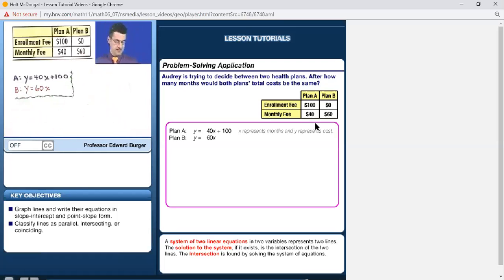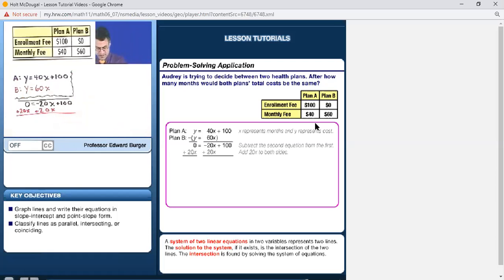Well, let's solve them. If we want to solve them algebraically, we can take these two equations and subtract them. So let's take the A and subtract the B and see what we get. When we subtract, y minus y is 0. 40x minus 60x is negative 20x. And then 100 minus 0 is plus 100. I can now add 20x to both sides to undo that subtraction.